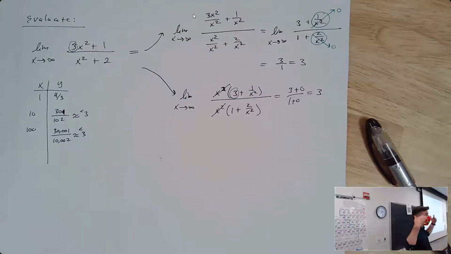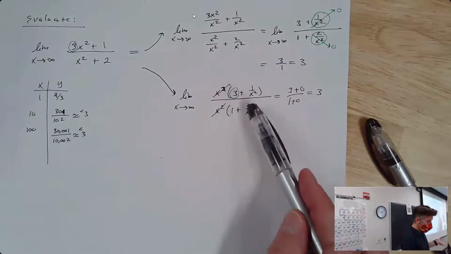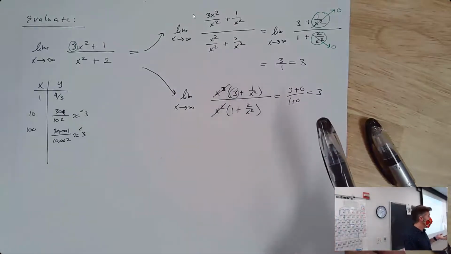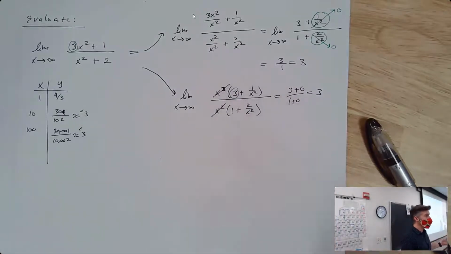Because if the highest powers are the same, then when you divide everything by that highest power, every other term ends up being divided by some power of x. And that's going to make all of those get infinitesimally small as x gets infinitely large.